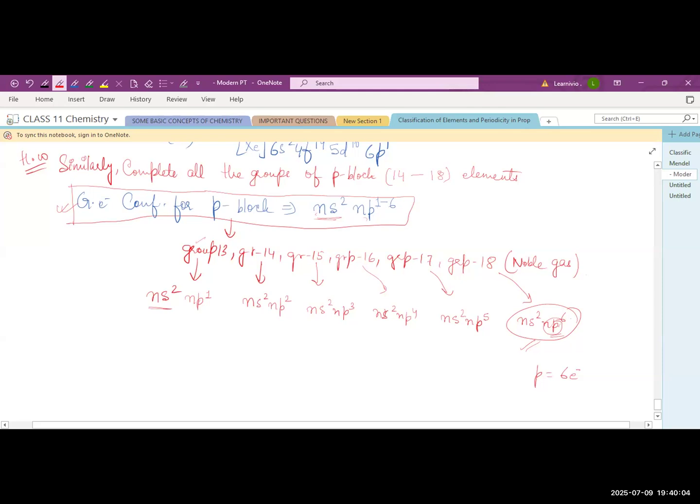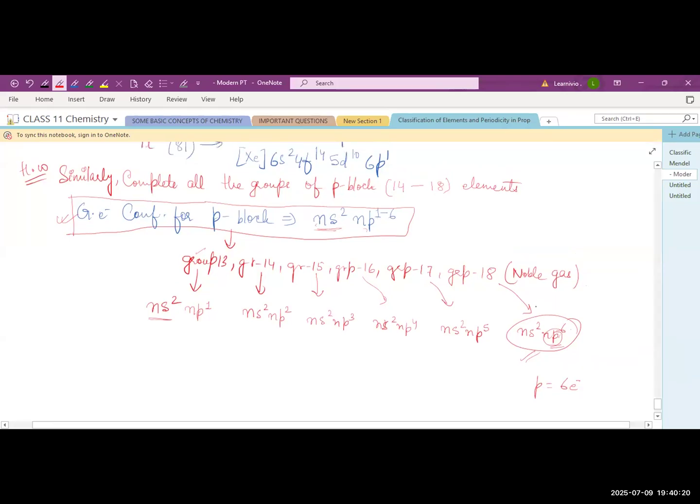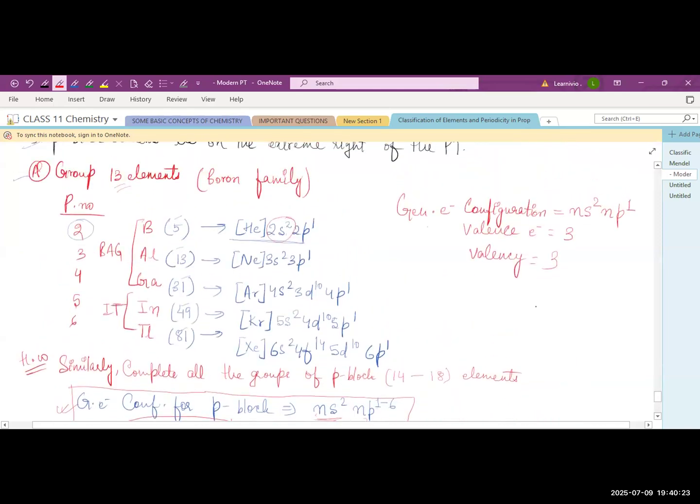So it's a range, np1 to 6, it can be for group number P block elements, the general configuration. Got it, Sanidhi? Yes, ma'am. Okay, it will be more clear if you write the same thing which I have written for the group number 13. Similarly, just write down the electronic configuration for group number 14.